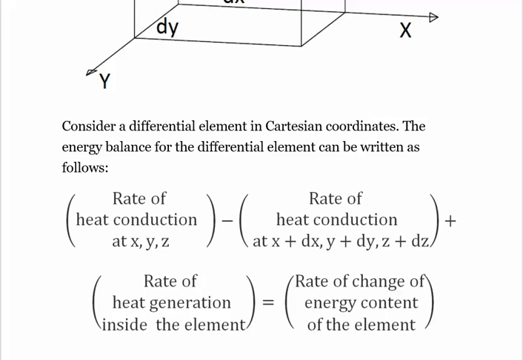The total heat transferred will be evaluated by the rate of heat conduction in the directions of x, y and z, minus the rate of heat conduction at x plus dx, y plus dy and z plus dz, in addition to the rate of heat generation inside the element, which is equal to the rate of change of energy content of the element.